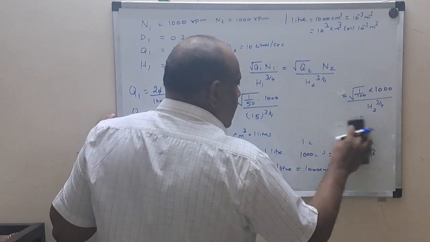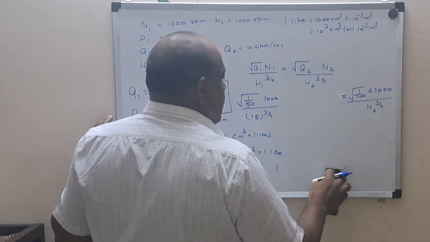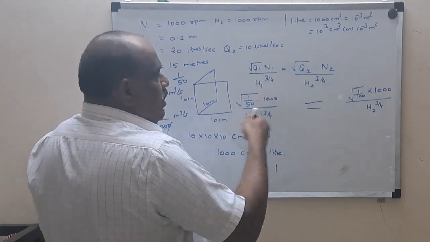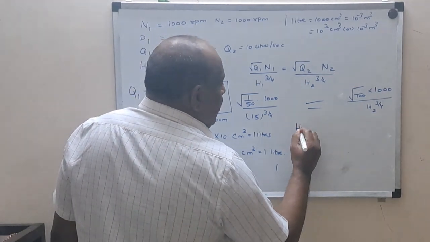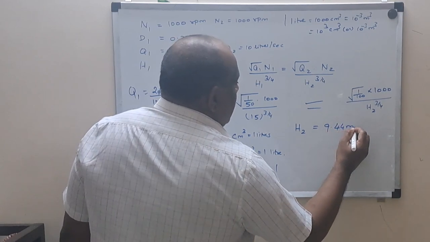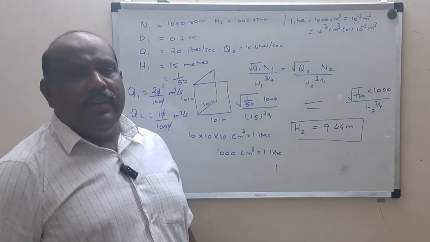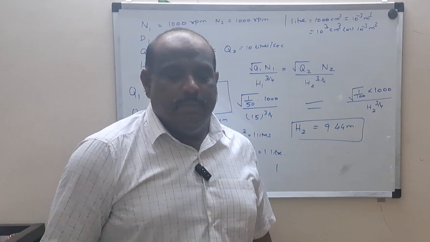So that you can understand easily. You can see here, the left-hand side is this one, the right-hand side is this one, only one unknown. From this we can find the value of H2, which will come around 9.44 meters. If you do the calculations and simplify it, finally you will get an answer of H2 equal to 9.44 meters.